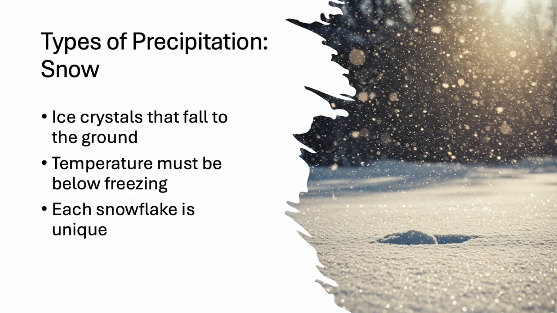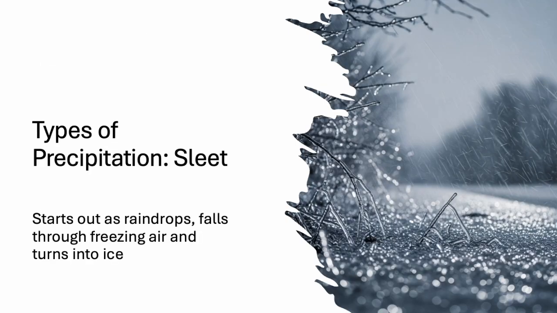Sometimes we get sleet. Sleet is like tiny frozen raindrops or little ice pellets. It's different from snow. How it forms. Sleet starts as raindrops high in the clouds. But as these raindrops fall towards the ground, they pass through a layer of air that is freezing cold. This causes the raindrops to freeze into tiny balls of ice before they hit the ground.